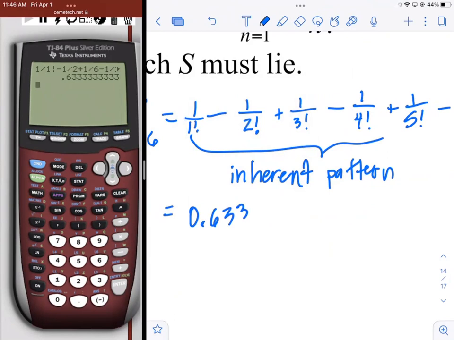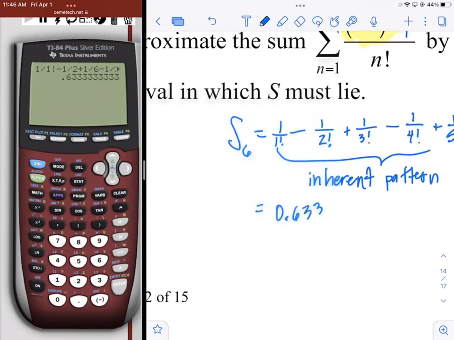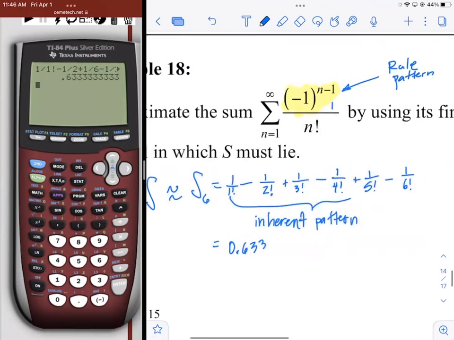0.633. Okay, so that's your partial sum. If you want to, you could say S, the actual sum, is approximately this. Now, of course, if this were strictly a calculator question and it asked you for the 6th partial sum, you could also do it this way.